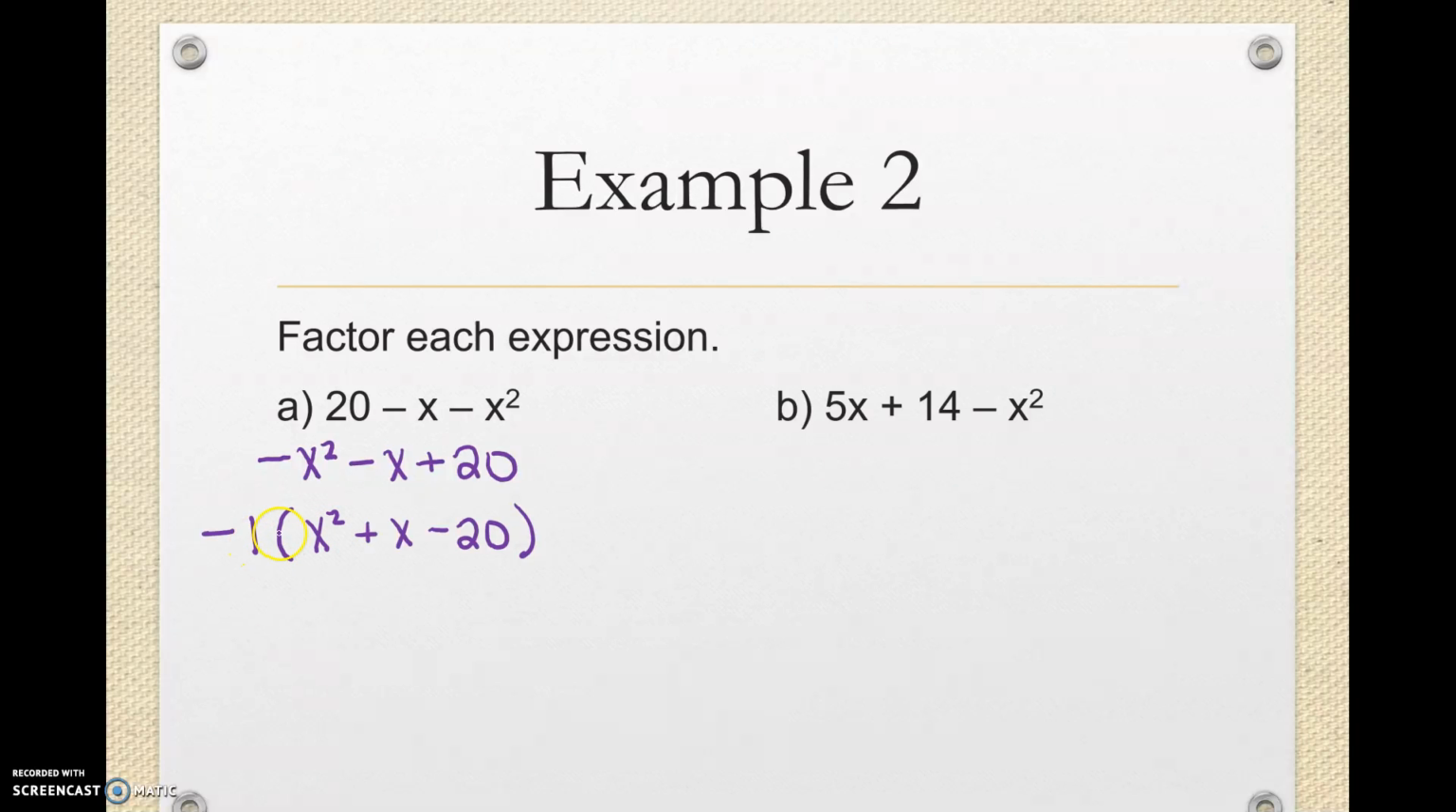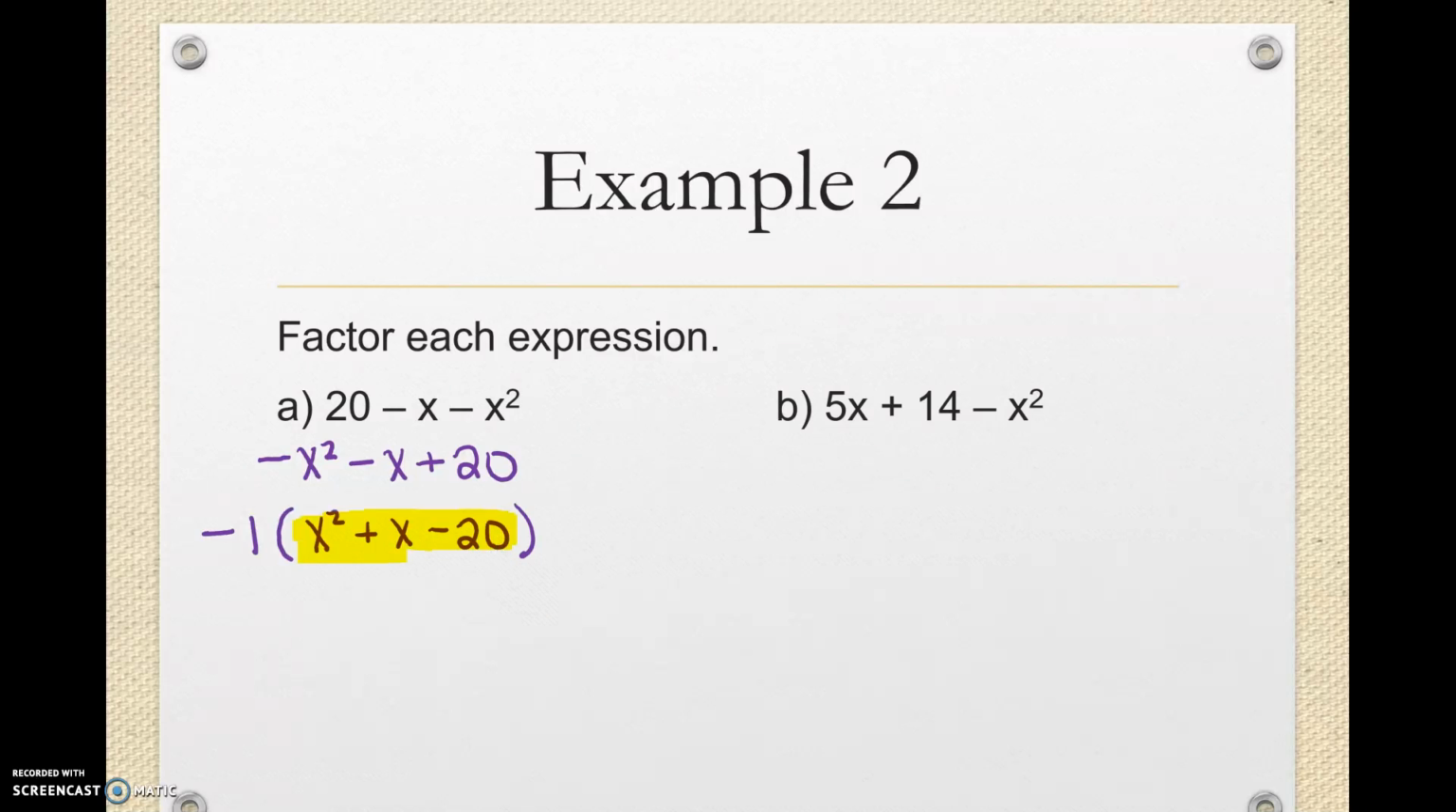If I were to redistribute, negative 1 times x squared is negative x squared, negative 1 times x is negative x, negative 1 times negative 20 is positive 20. But this way, I've created a trinomial in the parentheses that I can factor that doesn't scare me.